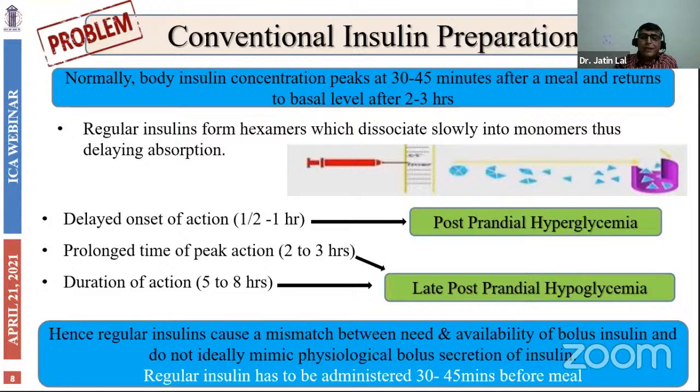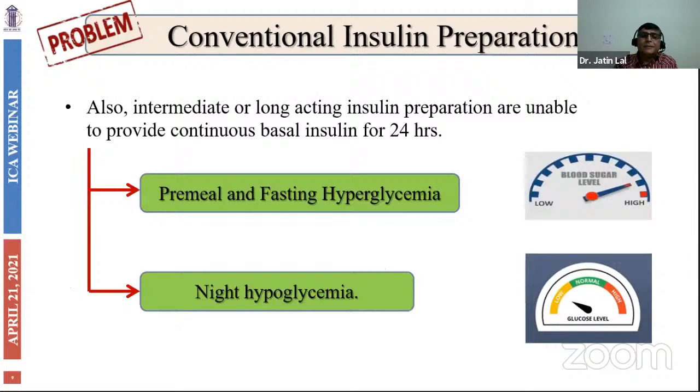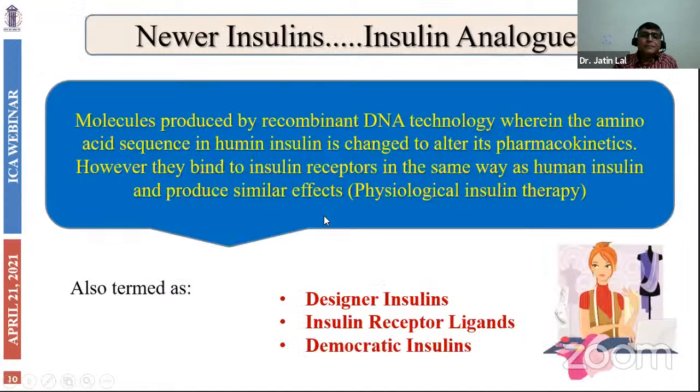Regular insulins usually have to be administered 30 to 45 minutes before the meal. So another problem with the intermediate or the long-acting insulin preparations is that they are unable to provide a continuous basal insulin control for the 24 hours, so leading to a pre-meal or fasting hyperglycemia, or there may be night hypoglycemia.